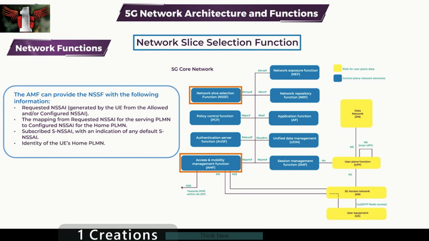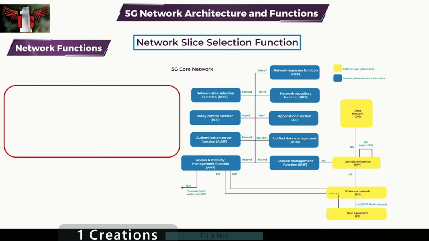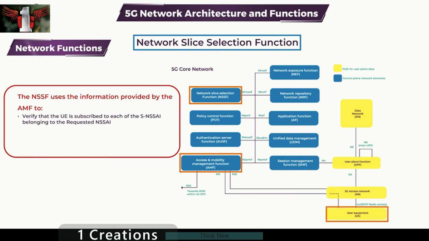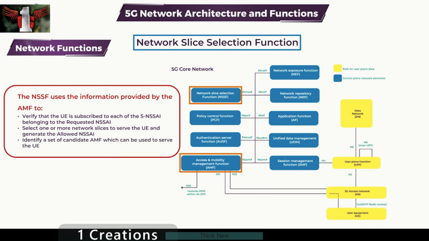Next is the identity of the UE's home PLMN. Next is the identity of the UE's current tracking area. The NSSF uses the information provided by the AMF to first verify that the UE is subscribed to each of the S-NSSAI belonging to the requested NSSAI. Second, select one or more network slices to serve the UE and generate the allowed NSSAI. Next is identify a set of candidate AMF which can be used to serve the UE.